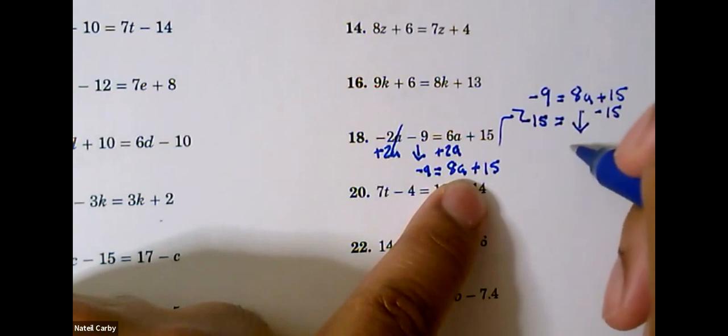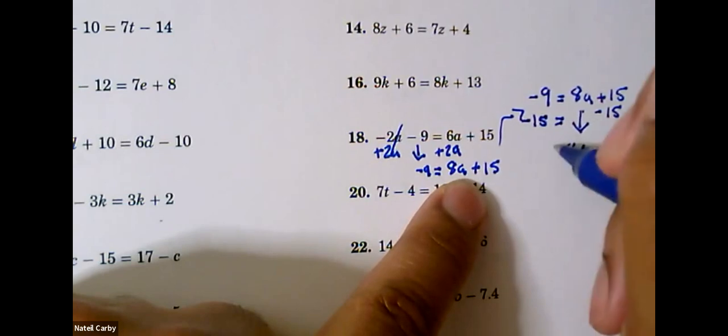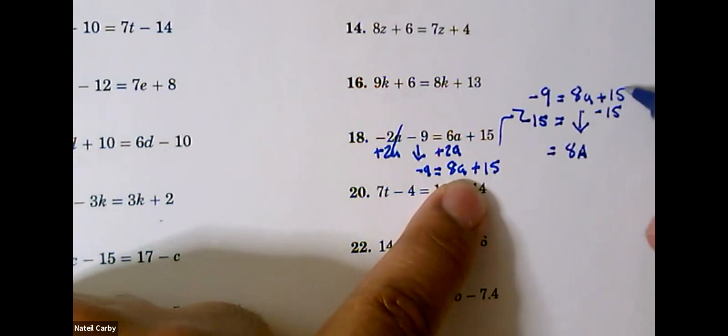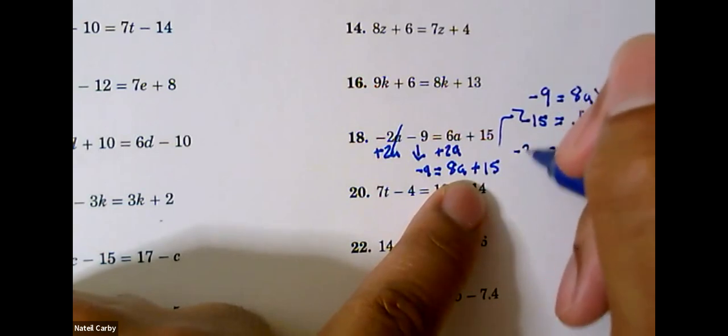Bring down Mr. 8a. Remember, plus 15 minus 15, they cancel. Negative 9 minus 15, or negative 9 plus negative 15. Right? Negative 9 plus negative 15 equals negative 24. Right? Remember our integer rules?